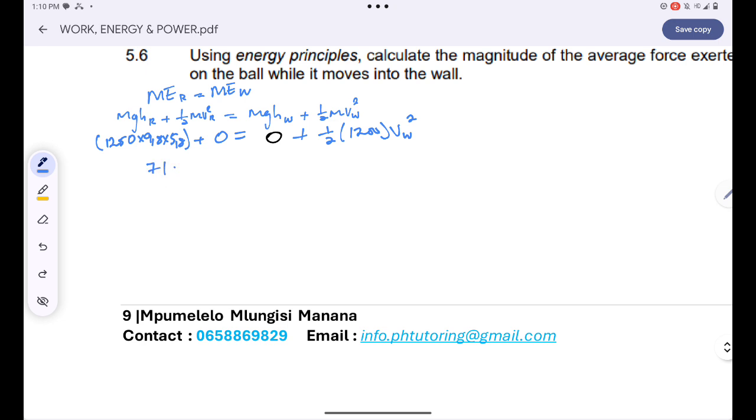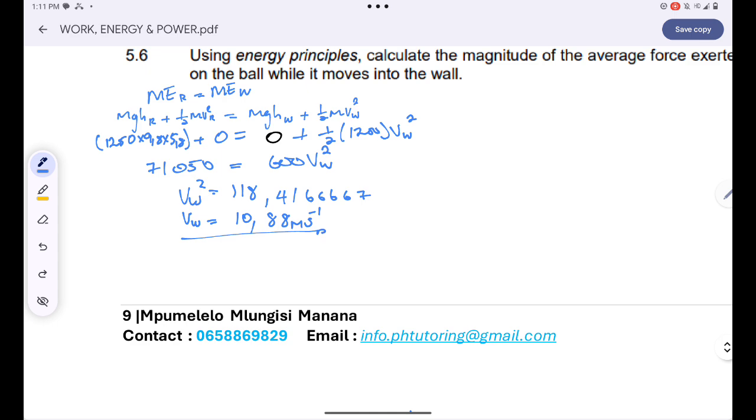That's 71050 being equal to 600 velocity squared. If I divide both sides by 600, what do I get? I simply get the velocity squared to be equal to 118.41666667. Then put the square root on both sides, and the velocity at position W is just 10.88 meters per second. Did I answer the question? No.